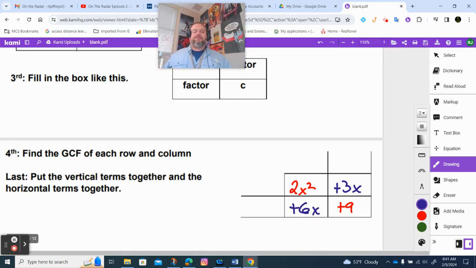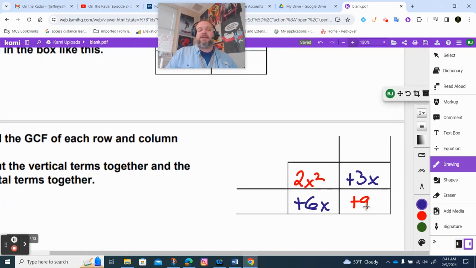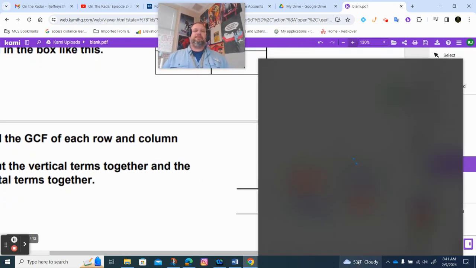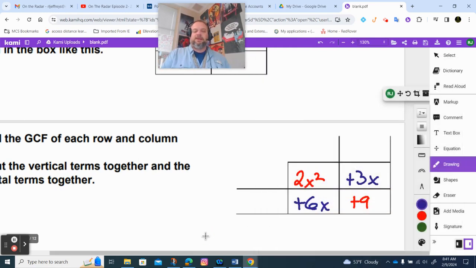All right, now, one thing that's a little different is that now we're actually putting the x squared and the x's in here. All right, now we've got our chart filled out.